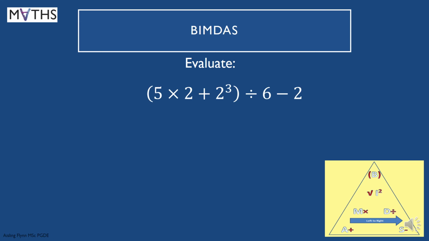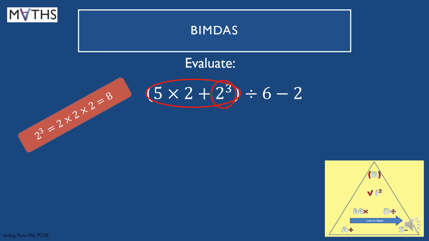Now, getting a little bit harder again. Look to your triangle, we have brackets. Okay, so we work inside the brackets first. Now, within this bracket, you'll see that we have a couple of operations, and we have to decide what to do first. So, I for indices comes before M for multiply. Okay, so that's what we'll do first.